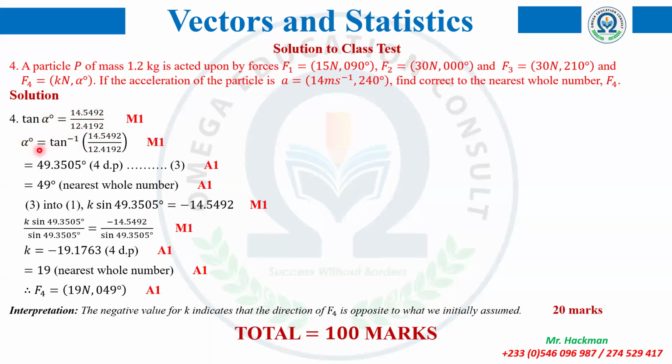So alpha will be equal to tan inverse of whatever I have here. Now I can use my calculator to do this and approximate to 4dp. And call this one 3, because I will need alpha to find k. And here alpha is to the nearest whole number. Take note, so that would be A1. The question didn't ask you directly to find alpha and k. It asked you to find your F4. So your F4 must be stated in this form.